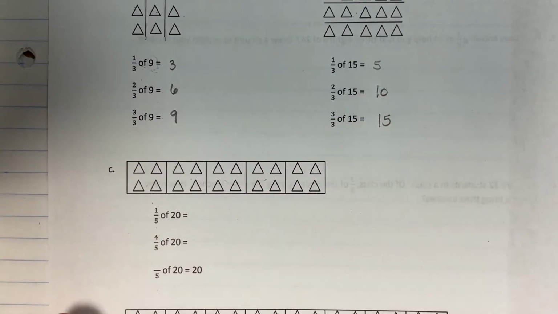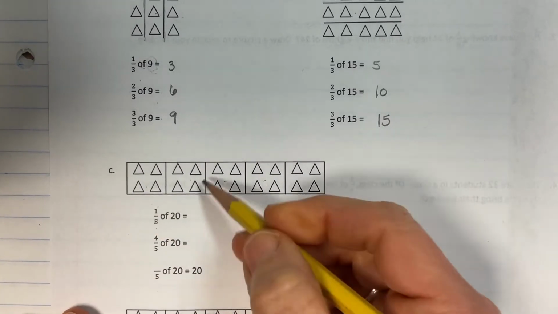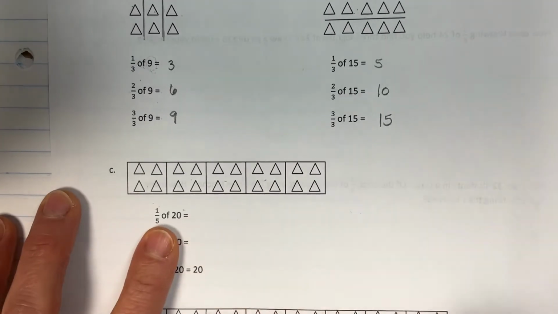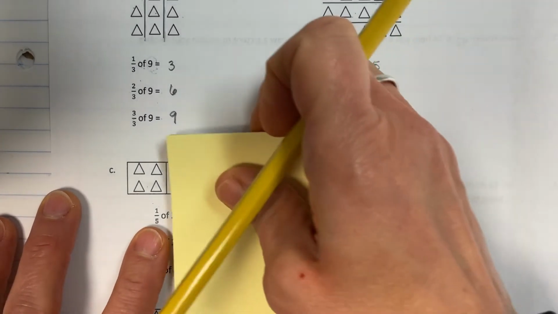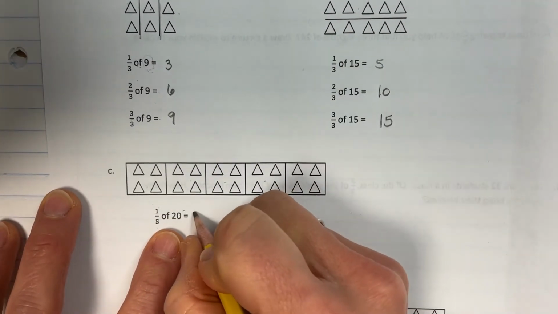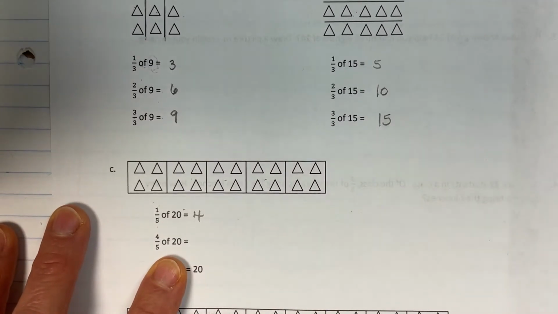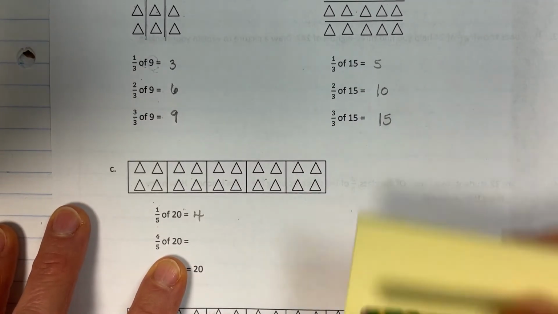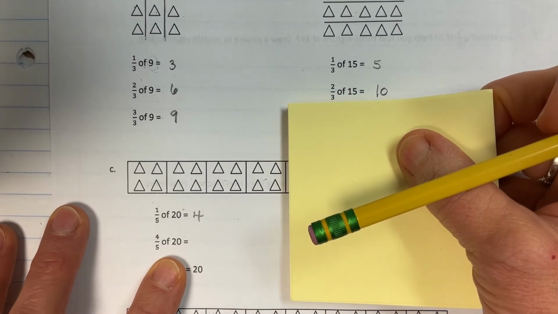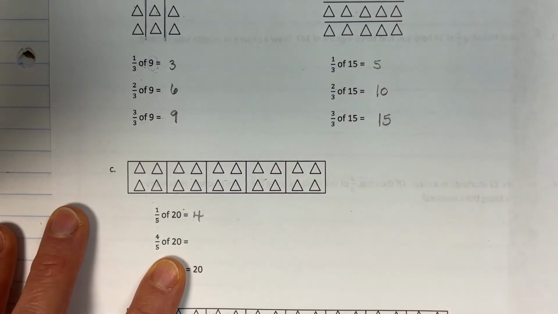Okay, now how much is in each group? There's 4 in each group. 5 groups of 4 is 20 triangles. So notice the total's 20. Okay, so 1/5 would be one of the groups, which would be 4. 4/5 means I'm looking at 4 out of the 5 groups. Well, that's 4 groups there, and I see 4 groups of 4, so that would be 16 triangles.